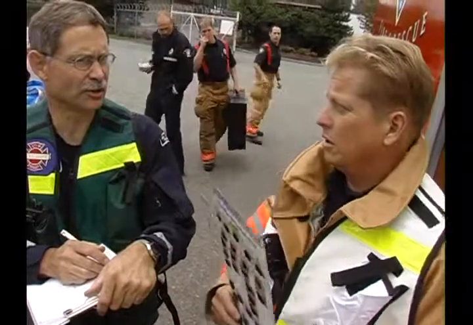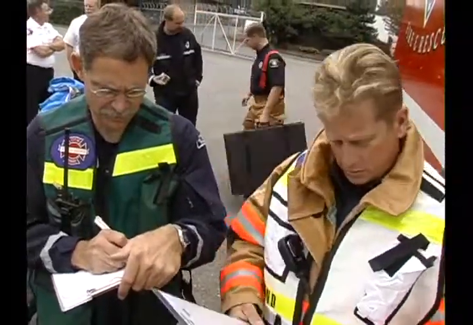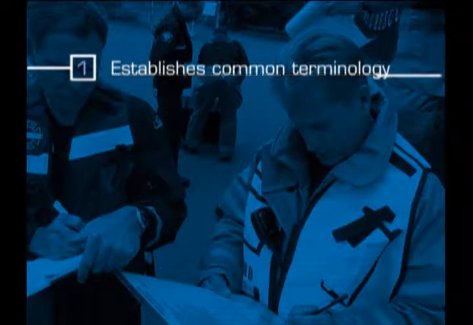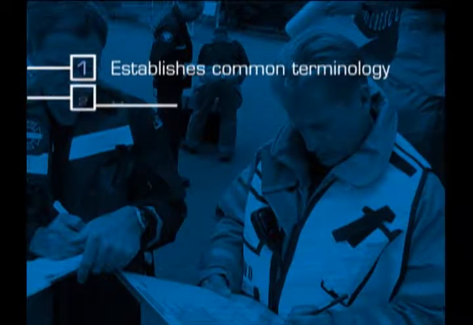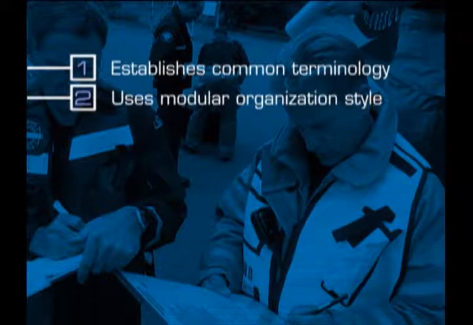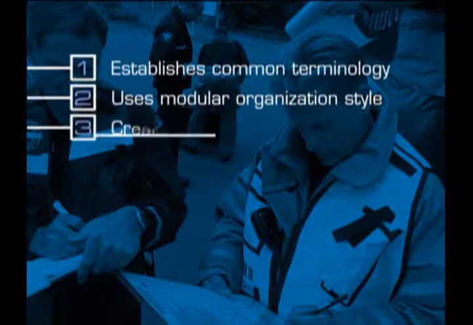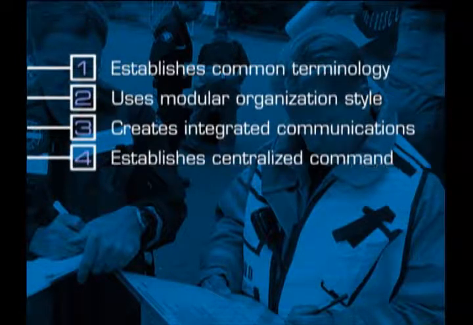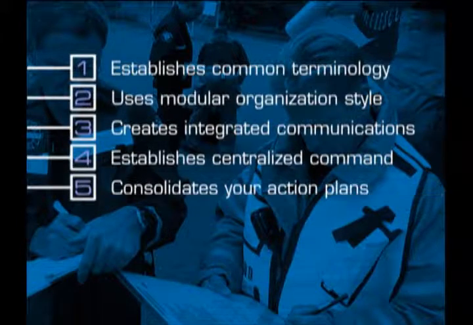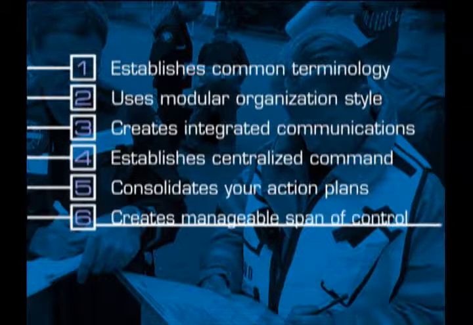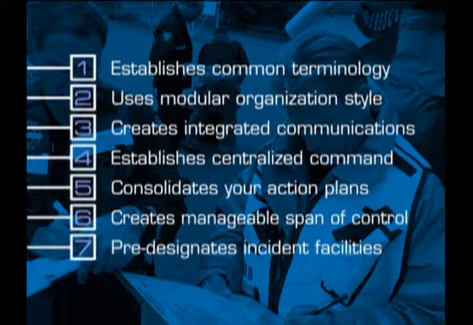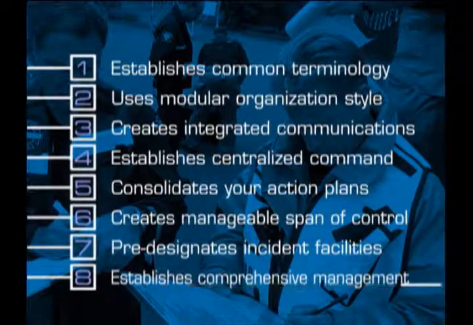An incident command structure is crucial in hazmat emergencies for several reasons. It establishes common terminology, uses a modular organization style to adapt to the needs of the incident. It creates integrated communications between responders from many agencies, establishes centralized command, consolidates your action plans, creates a manageable span of control, pre-designates incident facilities, and establishes comprehensive response management.